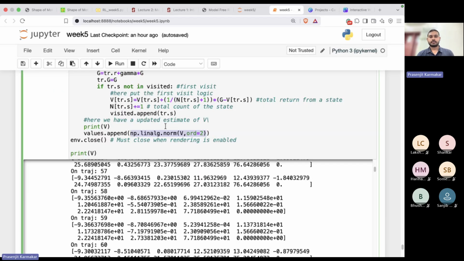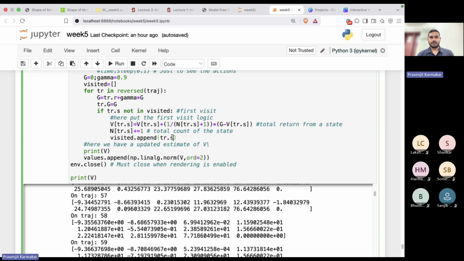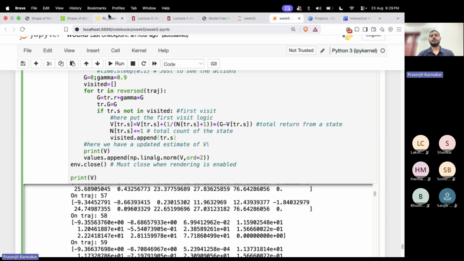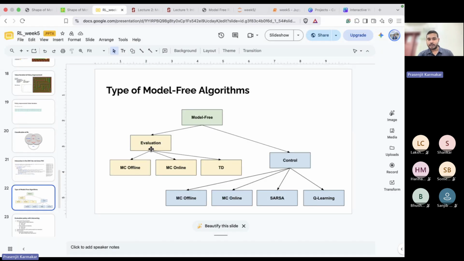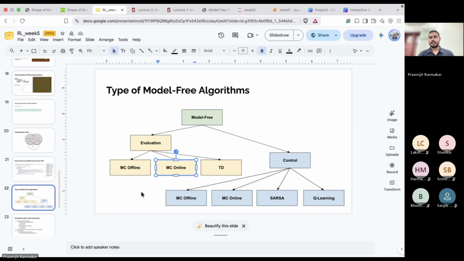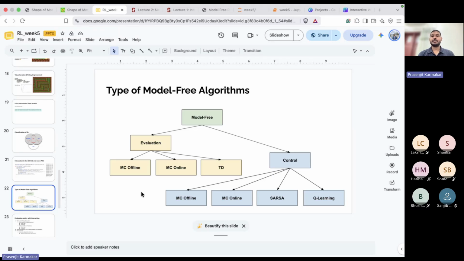So with this current knowledge, can I solve an environment? We have covered evaluation, Monte Carlo offline, Monte Carlo online. Can we solve an environment with this knowledge? Solving an environment means finding the optimal policy.